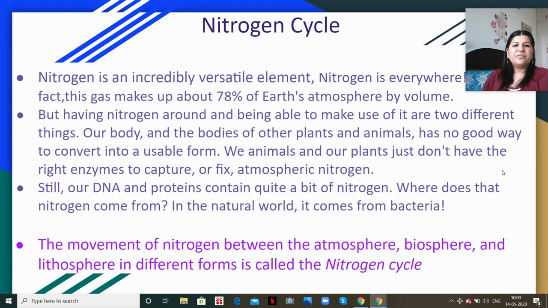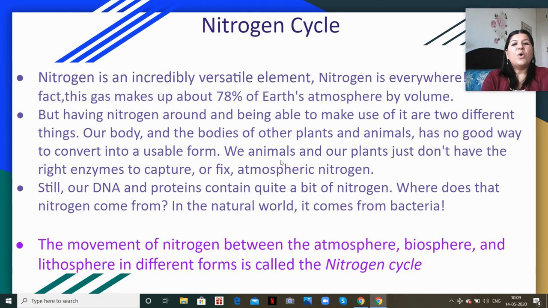Now, unfortunately, we cannot take nitrogen directly from the atmosphere, though it is 78%. And if we breathe oxygen, a little bit of nitrogen goes inside. But our body is not made like this that we can absorb this nitrogen from the air we breathe. So how do we get it? Here I have written that our body and the bodies of other plants and animals have no good way to convert nitrogen into usable form. So we just take it, but we cannot use it. So how do we get it then?